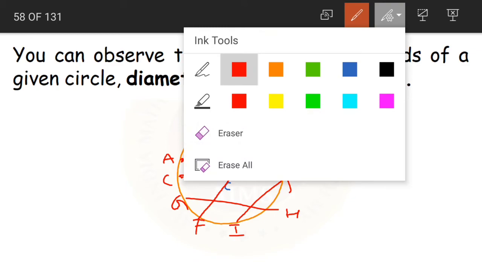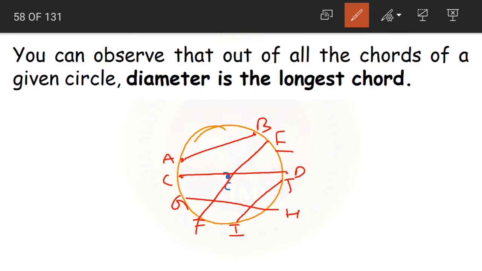Now let us write the list of the chords and diameters. What is the list of the chords here? What is a chord again? A chord is nothing but the line segment joining 2 points on the circle. First one, AB. AB becomes a chord. Again, is this a diameter, children? No, it is not a diameter. Why? Because it is not passing through the center.